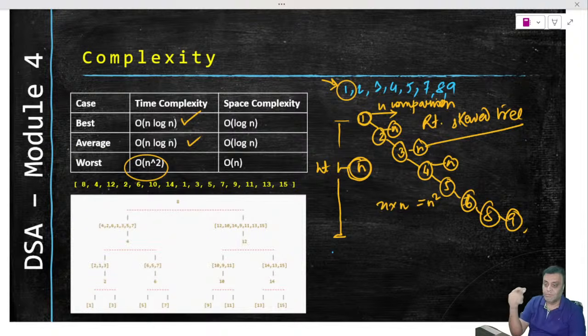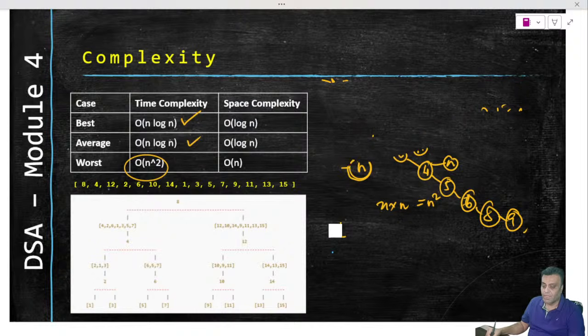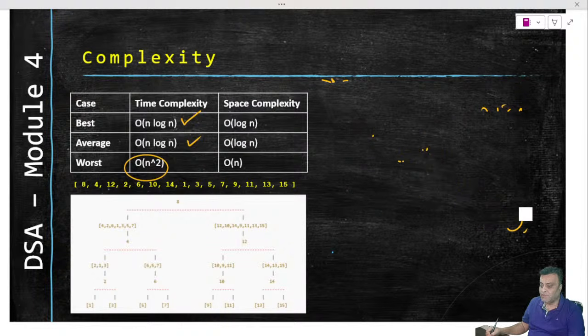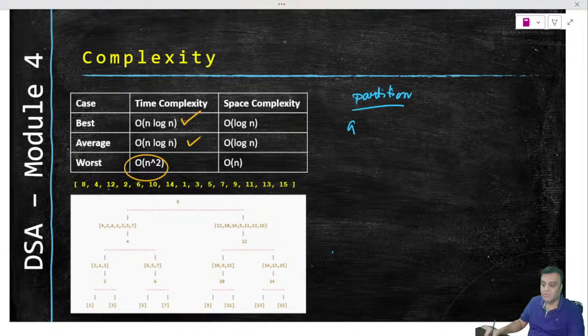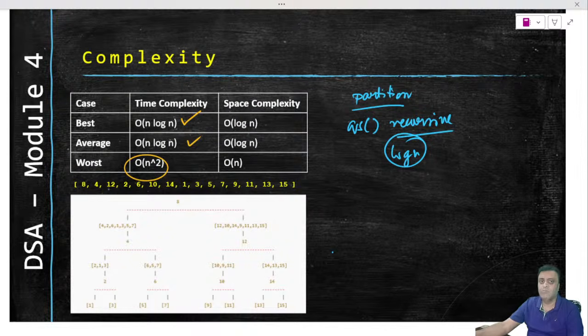Coming to space complexity, if you see here, what are we doing? We are calling partition again and again, right? But the main thing that we are calling is the quicksort function in a recursive manner. How many times will we call quicksort recursively? Log n times. So every level we have to call it, right? How many levels are there? Log n levels.